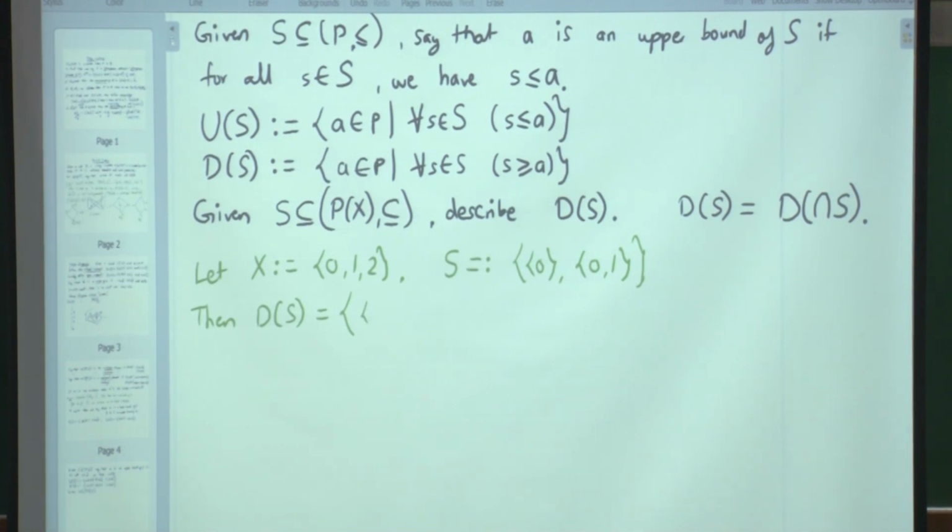Singleton 0 and the empty set. And is there anything else? Is singleton 1 here? Singleton 2? No. Yeah, nothing else is there. Okay. But this is also the downset of singleton 0.